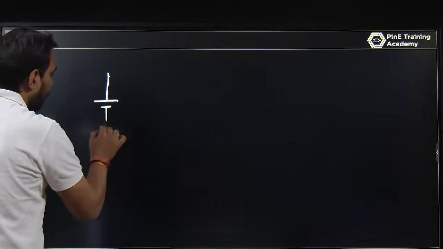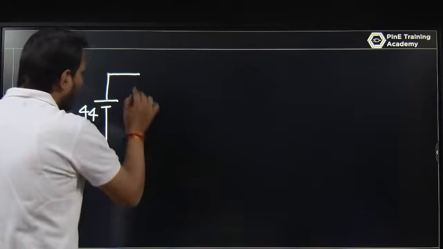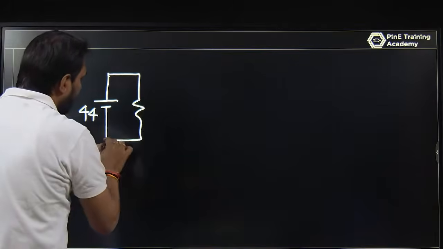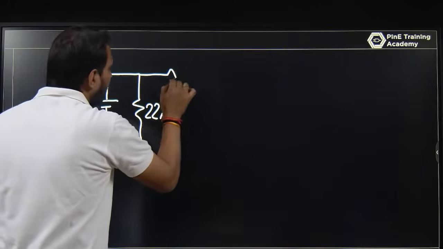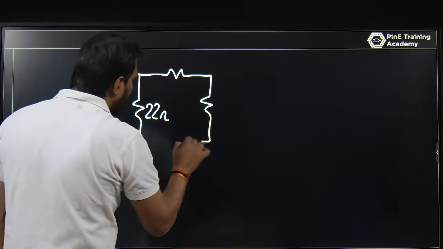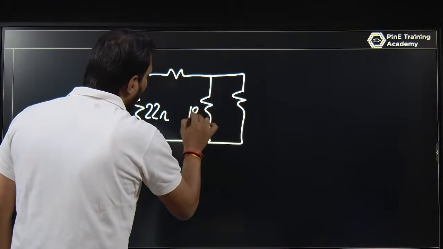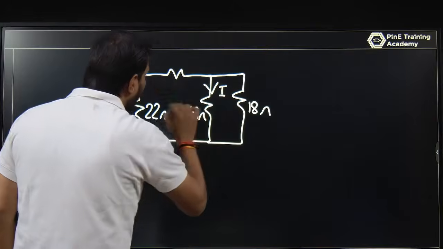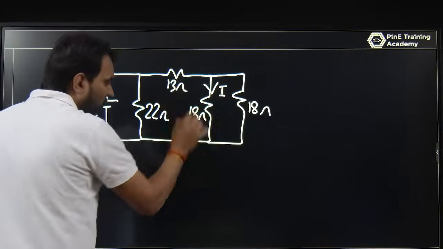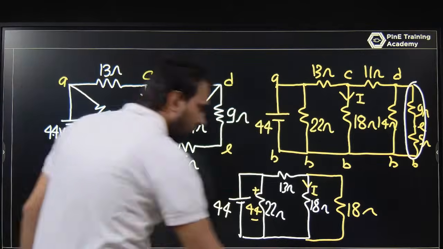So I am just redrawing this circuit. This is 14 volt. This is the resistance, that is 22 ohm, I think. This is one of those impedances, and this is one of those impedances, that is 18 ohm and 18 ohm here. And you are trying to determine what is I here. And I think this is 13 ohm. Just check whether this is correct or not. And of course this is 13 ohm. That is okay.